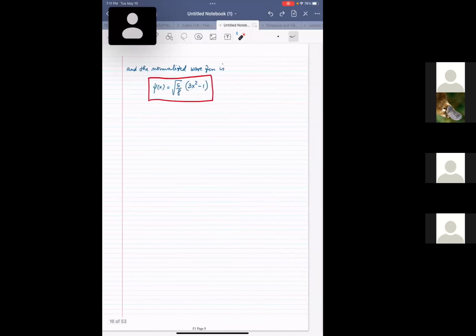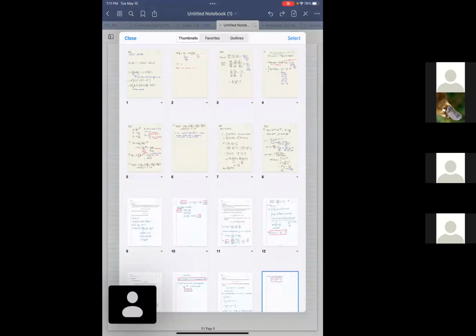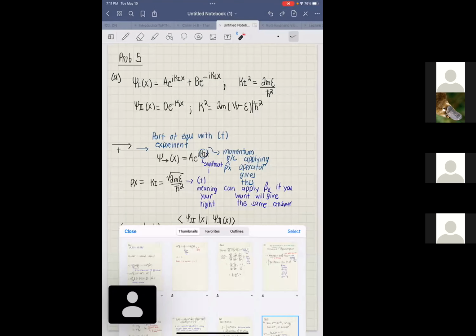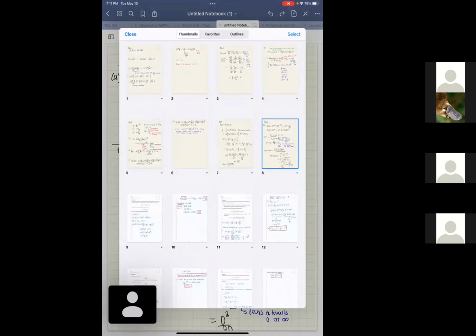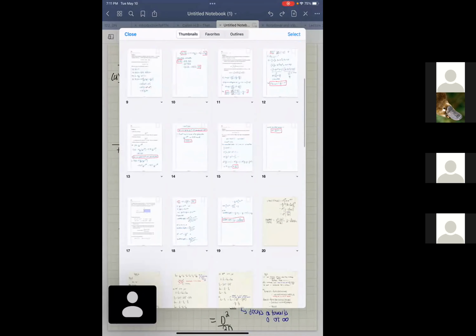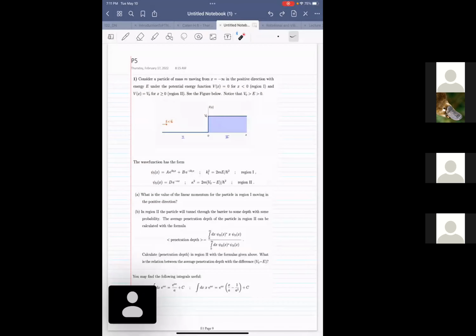All right, so let me go back to my notes. So to give us each of the wave function in each region. So the first question is asking you to find the value of the linear momentum for the particle 1 in region 1, moving in the positive direction.